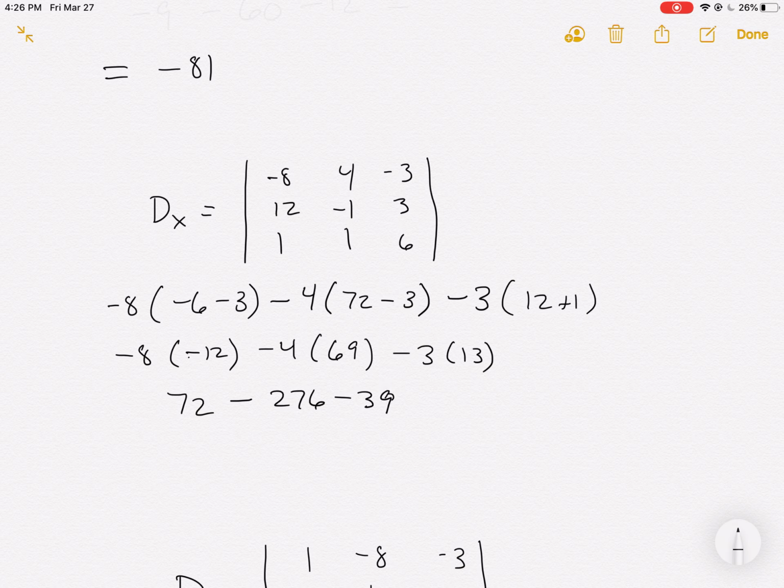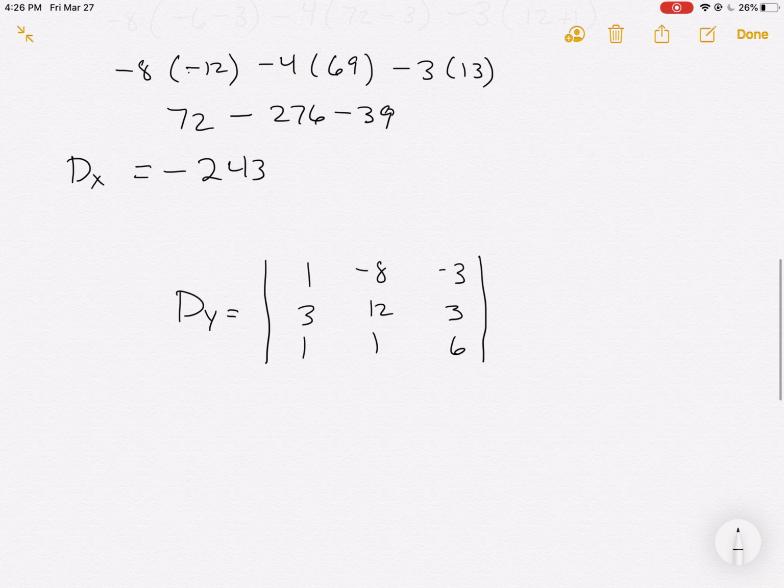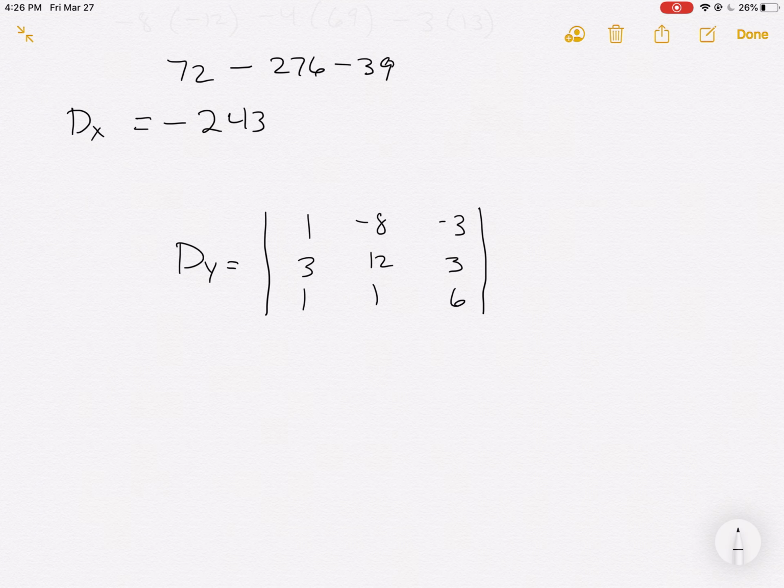And putting those all together, we get a minus 243 coming out of that. A negative 243 is what dx is. So there's dx. D is up here at 81. We have to do it for the y. That's why it takes so long, right? And so what are we going to have?